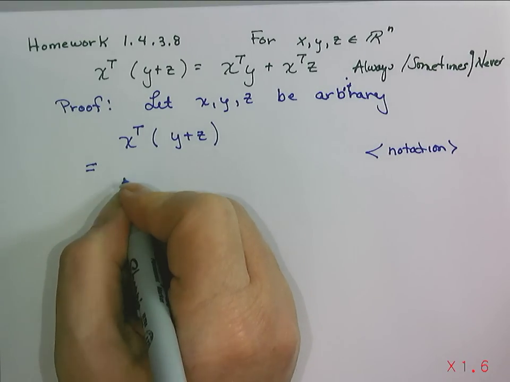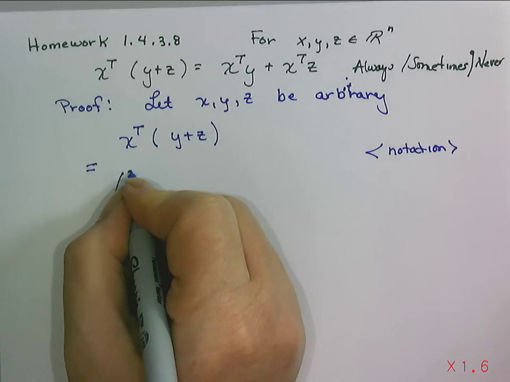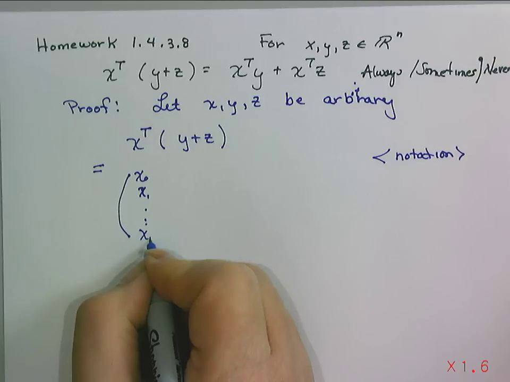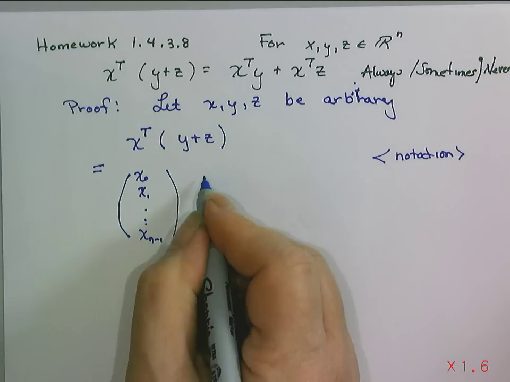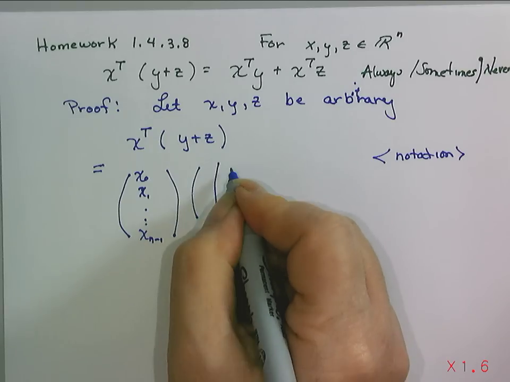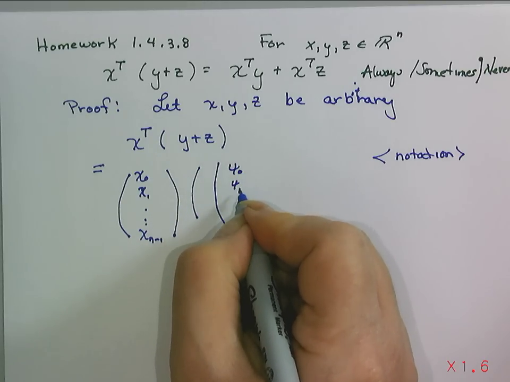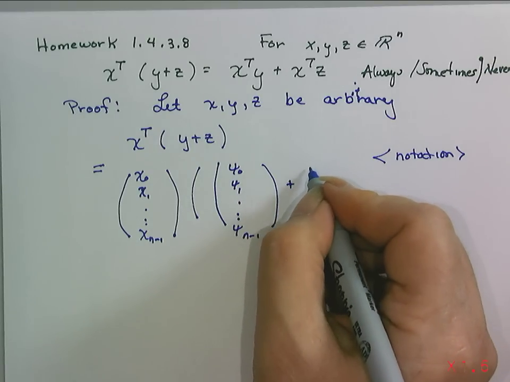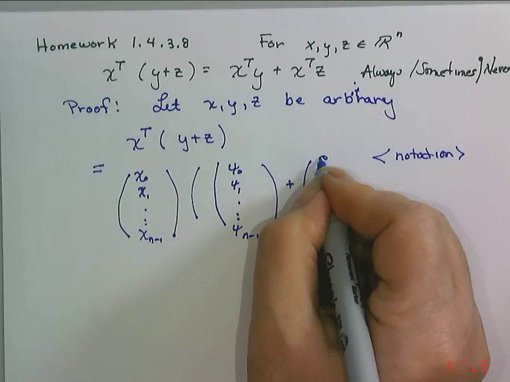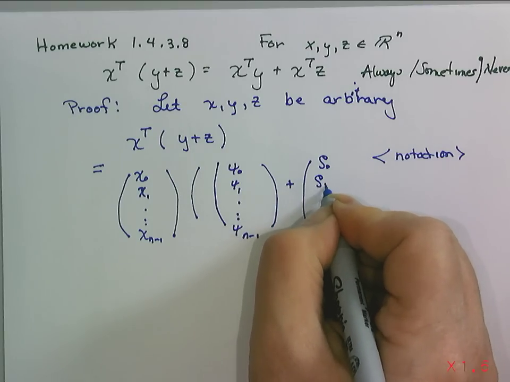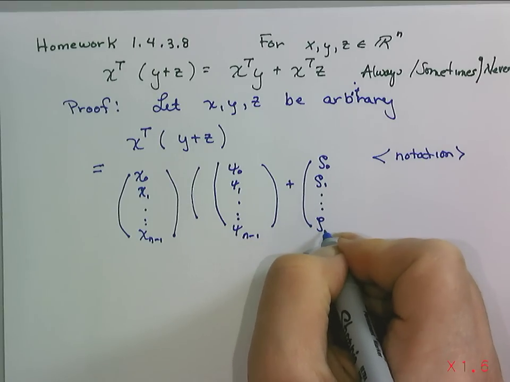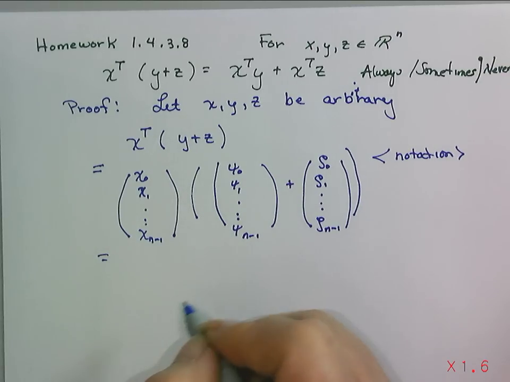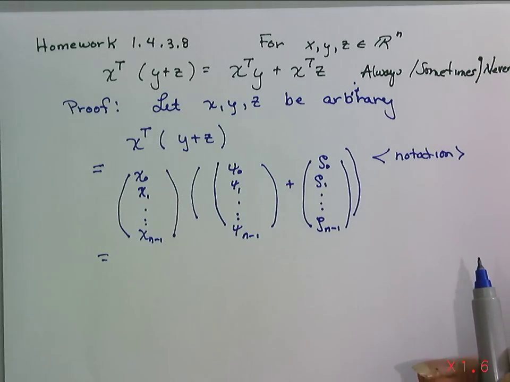And x will be the vector with components chi sub 0, chi sub 1, and so forth, chi sub n minus 1 if it's of size n. Y will write as the vector psi sub 0, psi sub 1, and so forth, psi sub n minus 1. And z will write as the vector with components zeta sub 0, zeta sub 1, and so forth, zeta sub n minus 1. And now we need to first look at the vector sum.